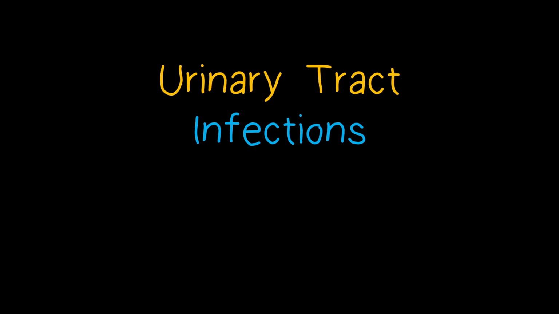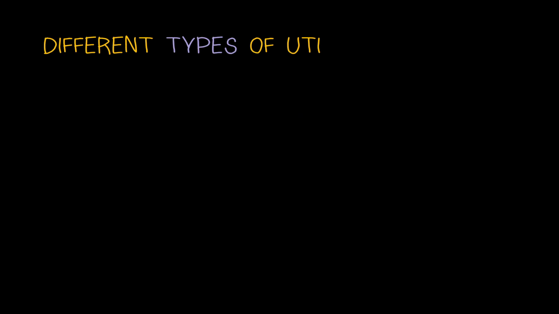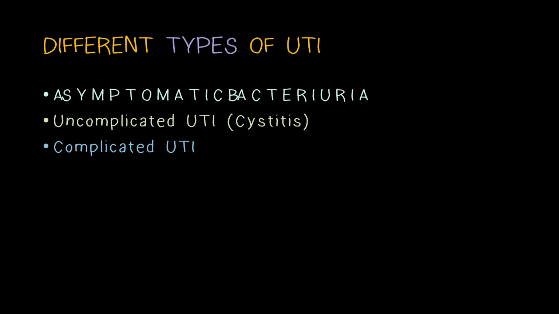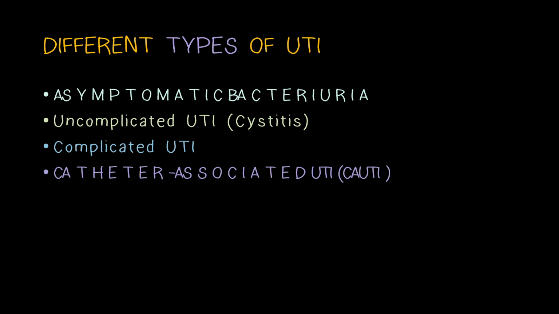In this video, we will discuss urinary tract infections. Urinary tract infection could be due to bacterial or fungal causes. There are different types of urinary tract infections, which include asymptomatic bacteriuria, uncomplicated urinary tract infection, which is also called simple cystitis, complicated urinary tract infection, catheter-associated urinary tract infection, funguria, and recurrent urinary tract infections.